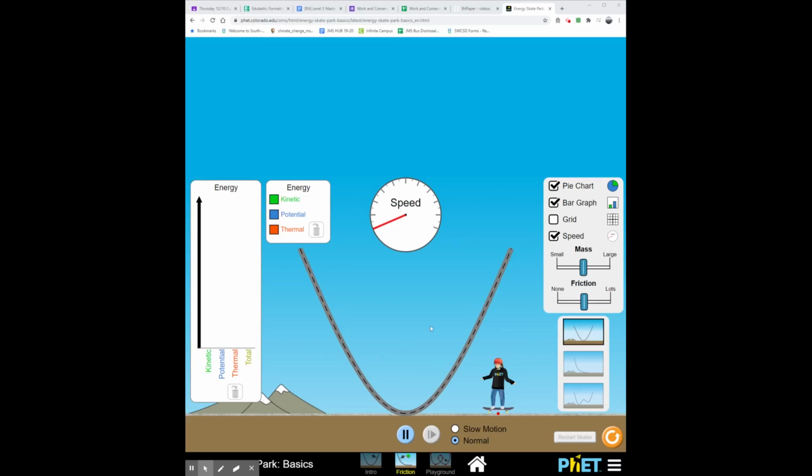Hi, let's talk a little bit about this energy skate park. Before, we were doing the energy skate park and we used our skater like this, and we put them into the half pipe here. You can see that they start with a certain amount of potential energy, and it converts to kinetic and then back to potential and then back to kinetic as you go down the ramp.